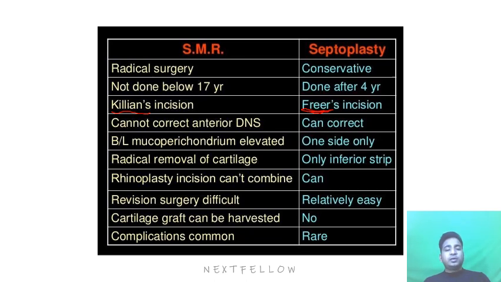Rhinoplasty incision cannot be combined with SMR, whereas septoplasty can be combined with rhinoplasty. Revision surgery is difficult for SMR, whereas relatively easy for septoplasty. In SMR the cartilage graft can be harvested, whereas in septoplasty it is tough to harvest the cartilage graft, which can be used in other procedures. Complications: SMR has more complications, whereas septoplasty has rare complications.